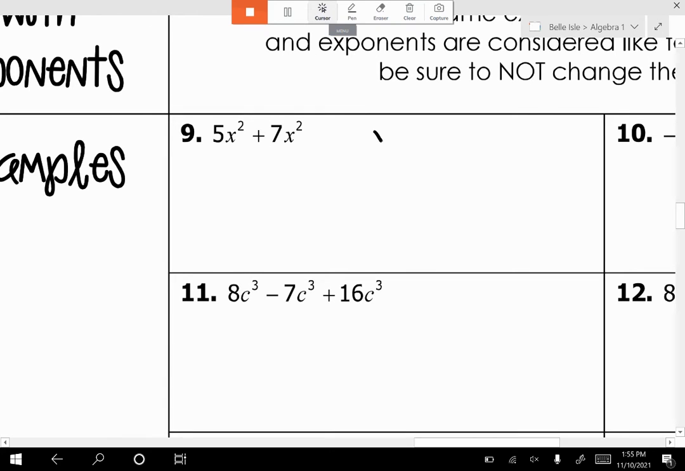So what we're looking at right here is you're still combining like terms, but now you have to notice: is it an x? Is it an x squared? Is it an x to the third? Those are all individual terms that you could not combine together, because they're separate degrees. So if we look at number 9, you have 5x squared plus 7x squared. You notice that these are the same, so you add your coefficients together, and you'd have 12x squared.